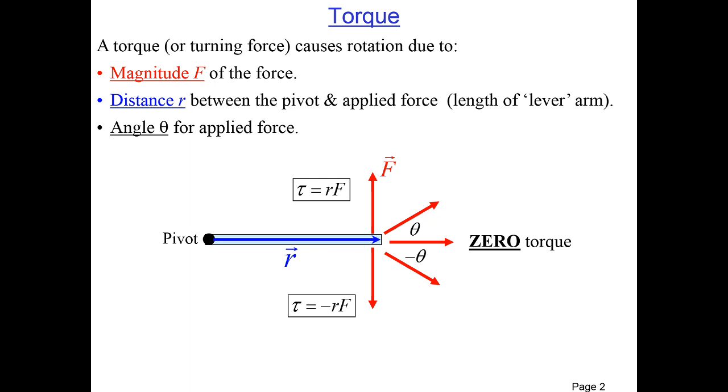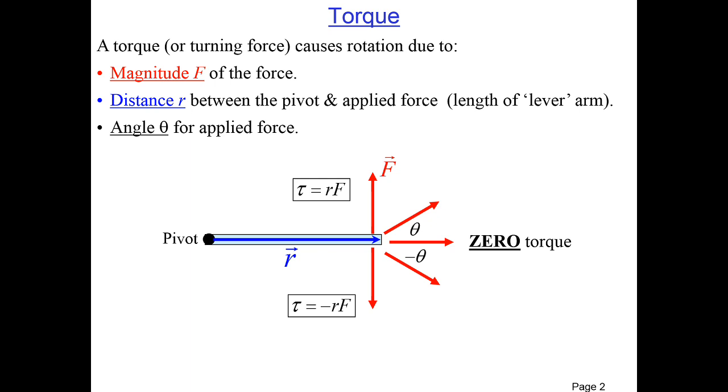So think about trying to open or close a door here. If you grab the handle on the opposite side of the hinge, then the door is pretty easy to move. If you try and close it by pushing it right next to the hinges, it's much harder, and you might have a little trouble trying to close the door that way. So the point here is that with a larger lever arm, you have a larger torque, and with a smaller lever arm, you have a smaller torque.